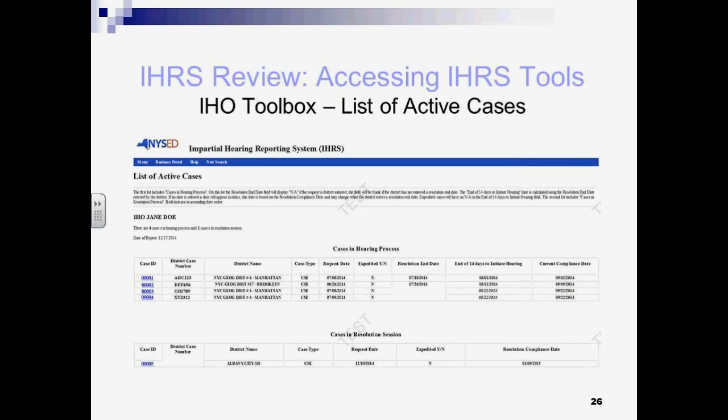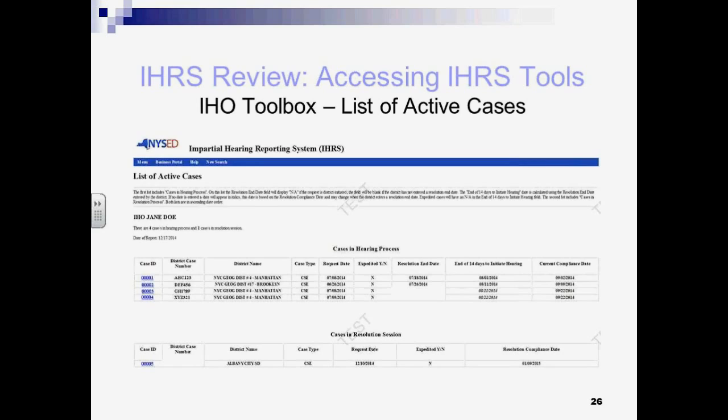Clicking on List of Active Cases will return a screen listing all of the open cases you are currently assigned to, broken into two sections. First is the cases in hearing process. This section includes the case ID, that is a hyperlink to the actual case record, the district case number. This is helpful to IHOs serving New York City as it relates the New York City number with the IHRS case number.